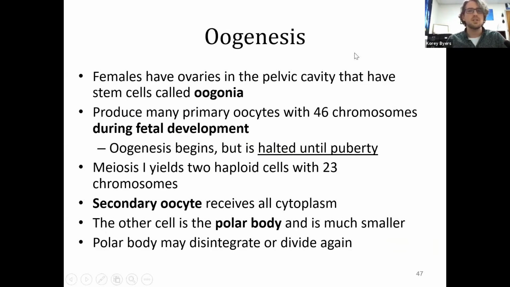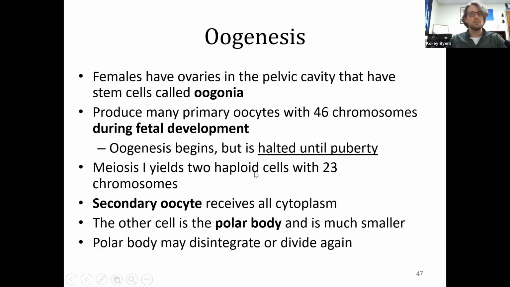Oogenesis is the production of oocytes. In the ovary, you'll find stem cells called oogonia. Those oogonia can go through mitosis and form a primary oocyte with 46 chromosomes during fetal development. All primary oocytes, or almost all, are formed during fetal development. Oogenesis begins, so we go up to meiosis 1. The rest is halted until puberty. An oocyte may not go through meiosis 2 until fertilization.